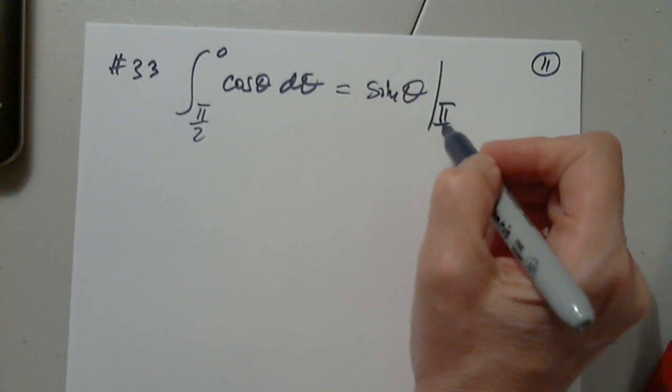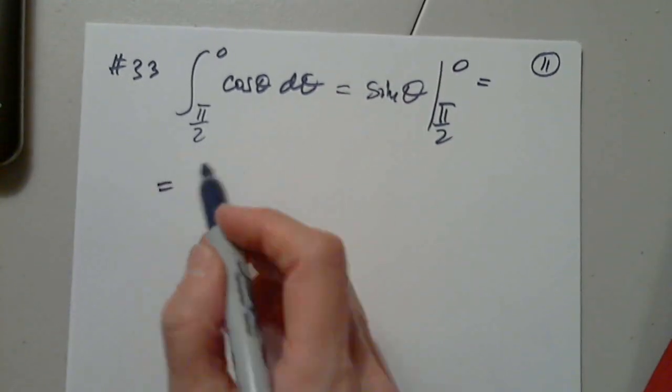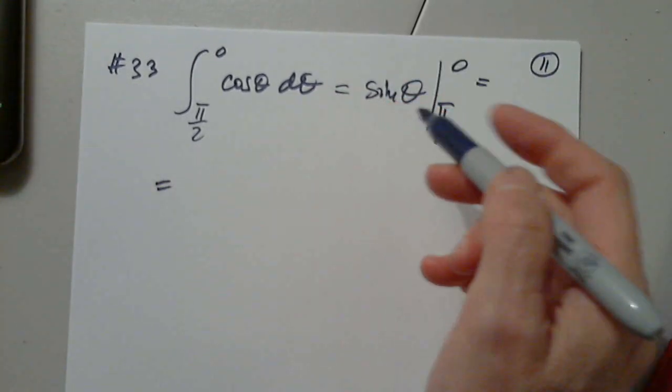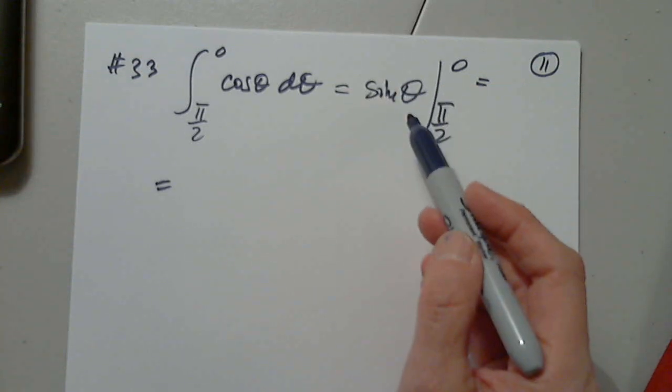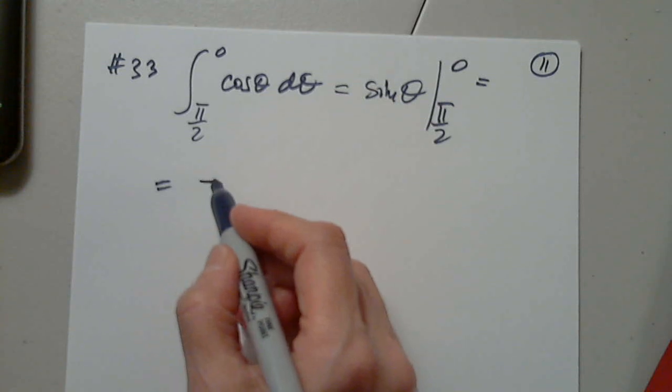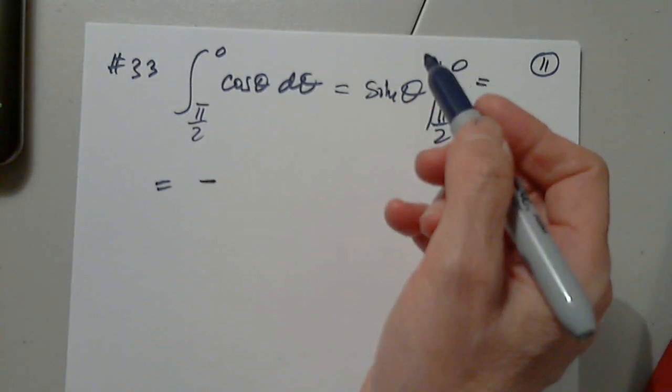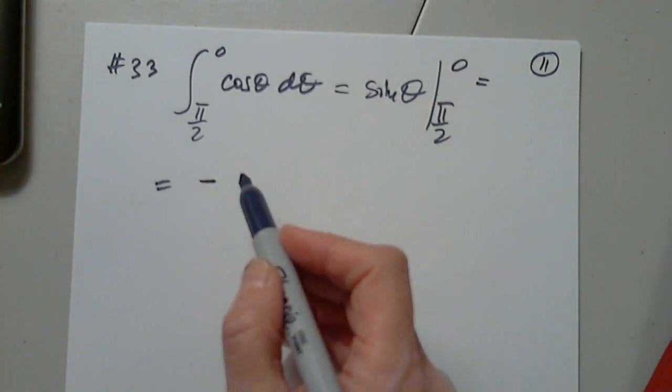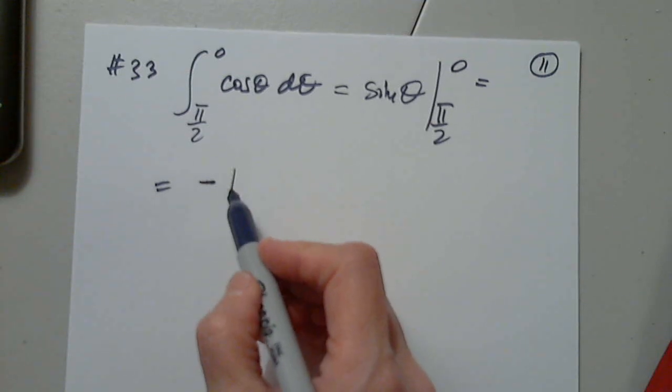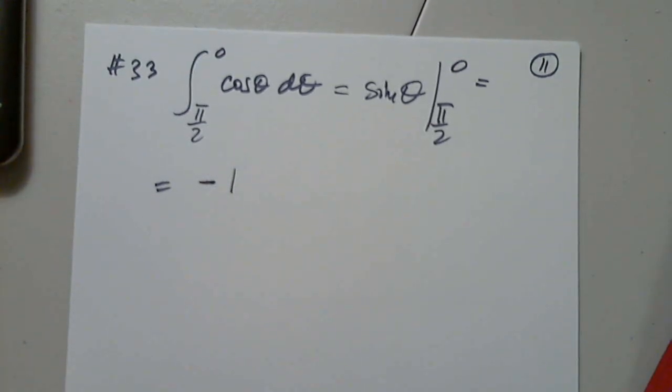So from pi over 2 to 0. I plug in 0. What do I get when I plug in 0 in sine? You get 0. Exactly. Minus, don't forget the negative. When I plug in pi over 2, what do I get? You get 1. Exactly. And that's the answer.